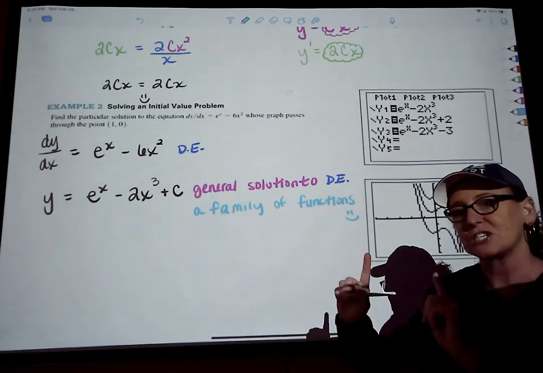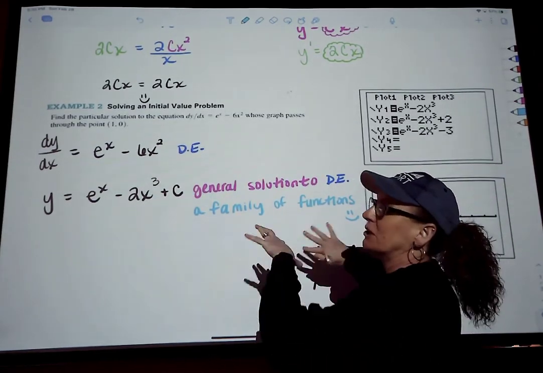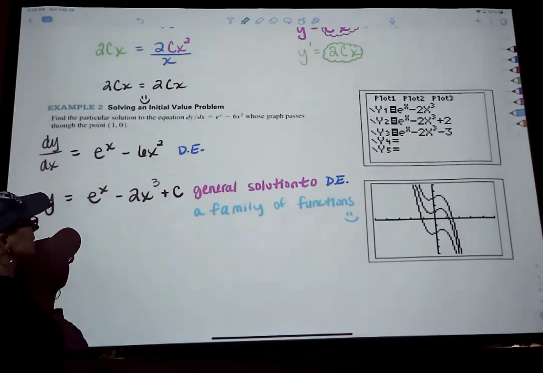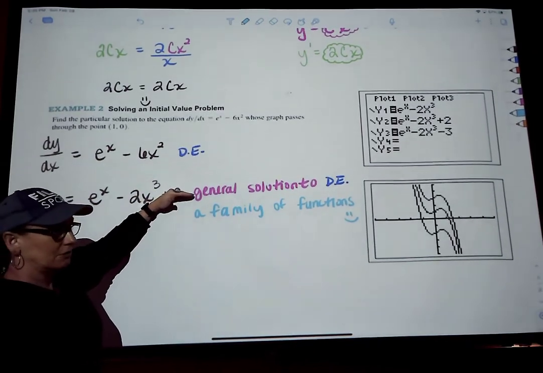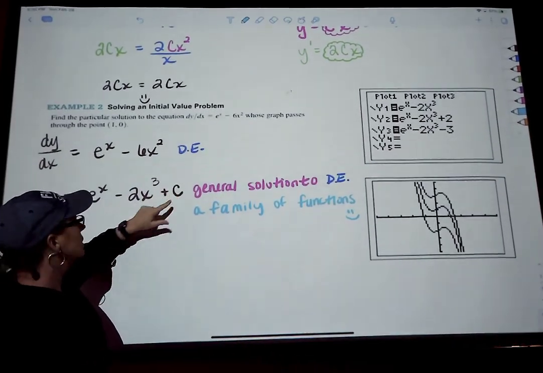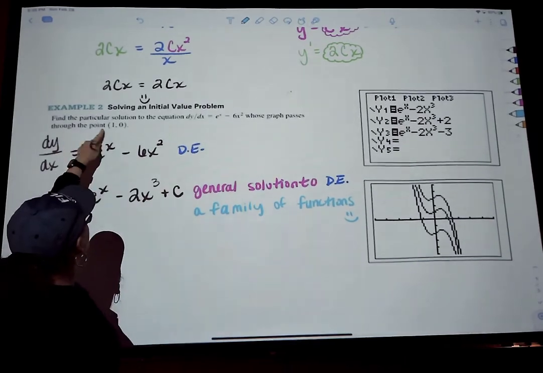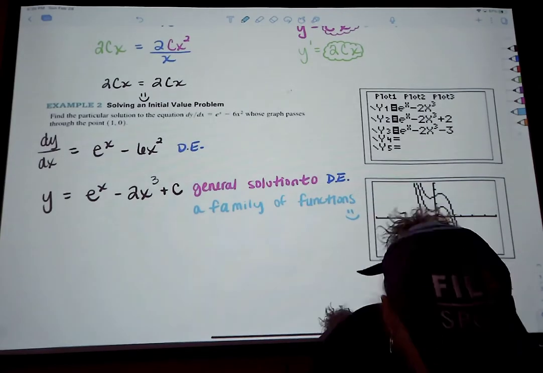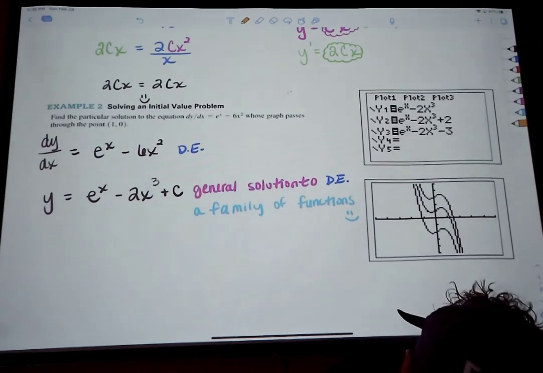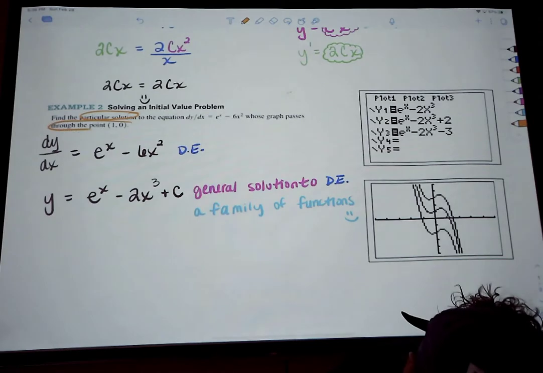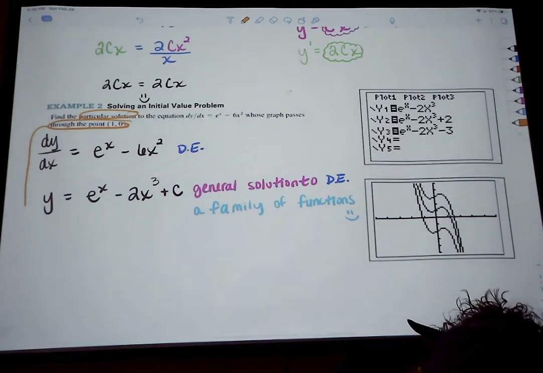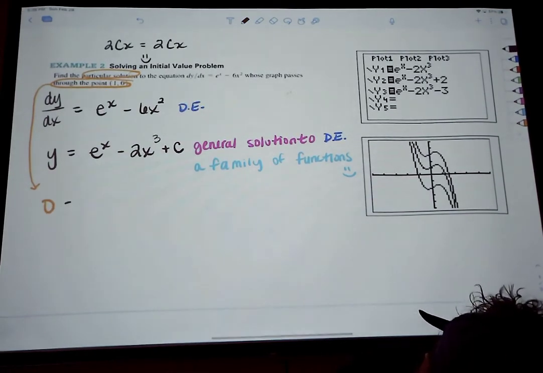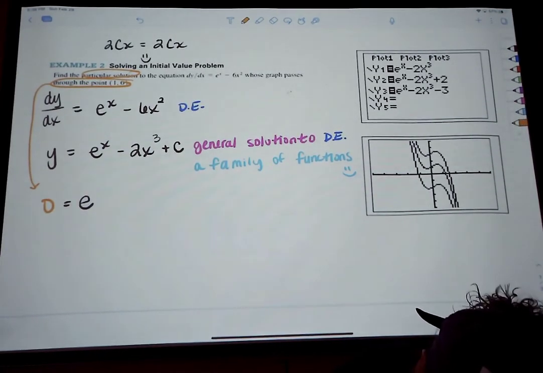Okay, but that's not what the directions asked. It didn't ask for the general solution. It said, give me the actual solution. So let's find the actual function without this unknown. Let's find the actual function whose graph passes through the point 1, 0. So a particular solution, I'm going to use this information that they gave me. I'm going to put 0 in for y and 1 in for x.